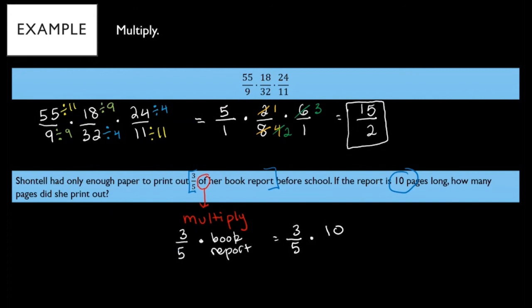So I've got 3/5 times 10, which I'm going to turn into a fraction to do 10 over 1. And this is another case where I would use the trick where I do 10 divided by 5 and then multiply by 3, because it's a whole number times a fraction and it works out very nicely. Because 10 divided by 5 is 2, and then it's just 3 times 2, which is going to be 6.